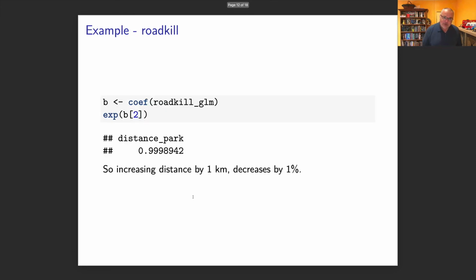Okay, let's go back to our case. So I've grabbed the coefficients from my roadkill GLM. I exponentiate the second coefficient, which is the one associated with distance, and I get 0.9999. So what does that mean? Each time I increase the distance by a kilometre, or is it a metre? Still don't know, but anyway, let's assume it's a kilometre. Every time I increase it by a kilometre, then I would multiply my value by 0.99, which is the equivalent of decreasing it by about 1%. Make sense? Good.